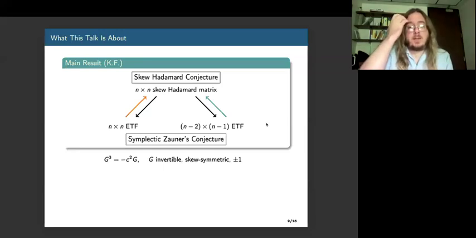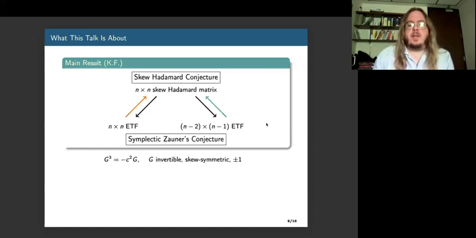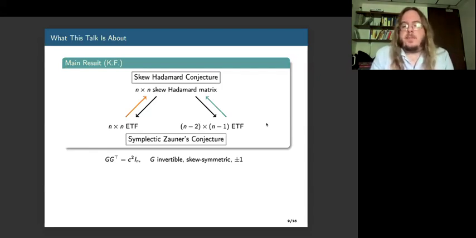Now I'm going to apply this invertibility and skew symmetry. I'm going to multiply by an inverse, and I'm going to change one of the G's to a negative G transpose. And what do I get but this? So here I have GG transpose as a positive multiple of the identity.